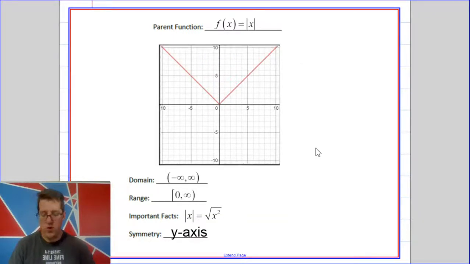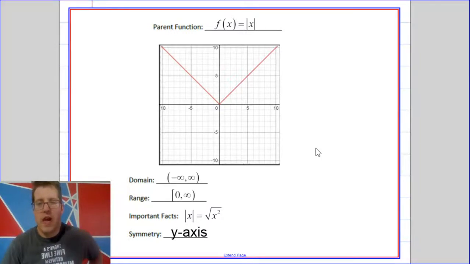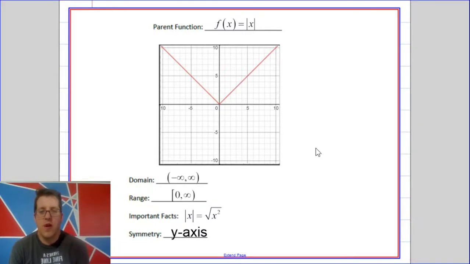The next function is the absolute value of x. So you can plug any number into the absolute value of x, but you will never get a negative number out. An important fact that some people don't know is that the absolute value comes from taking the square root of x squared. So let's take, for example, negative 3.